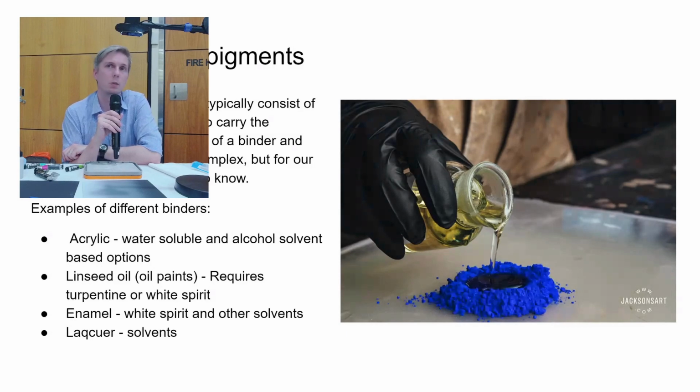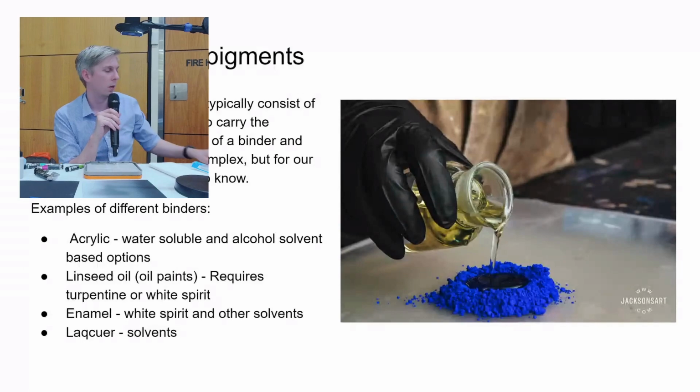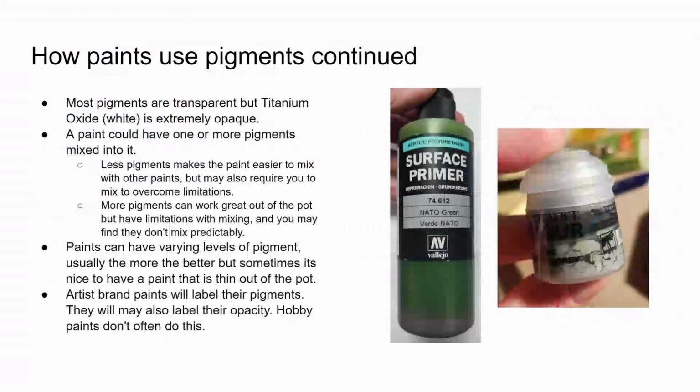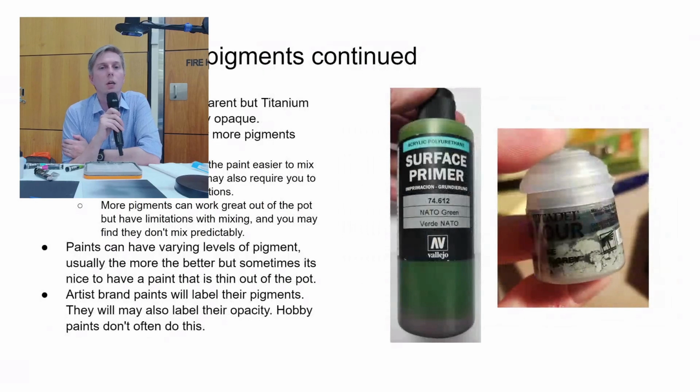Paint is made out of pigments. You can mix multiple pigments into paint. And then you get pictures like this where you might have a paint and it looks kind of funny after a while, and that's just because pigments and the binder separate.